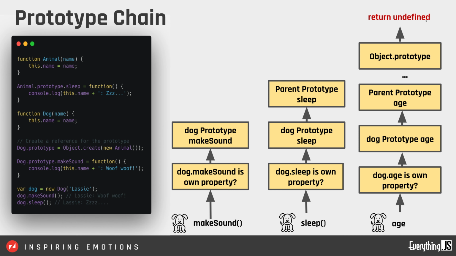So here is another example. We have used two functions. One was animal, and the other one was dog. So actually, these are function constructors, right? We have two function constructors here. Then first of all, there are three diagrams. So one was used to call make sound.